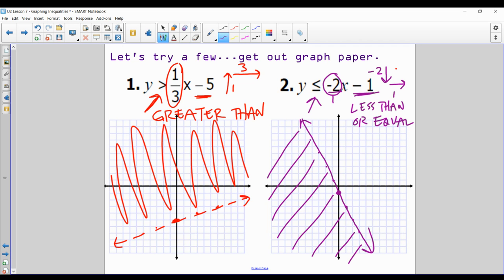Okay, so I'm counting on you that you have graph paper out and you are doing these with me so that you've got good examples in your notes.